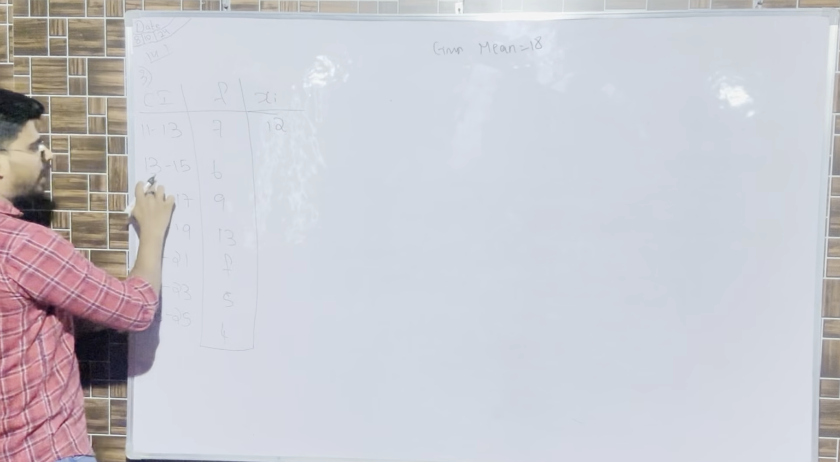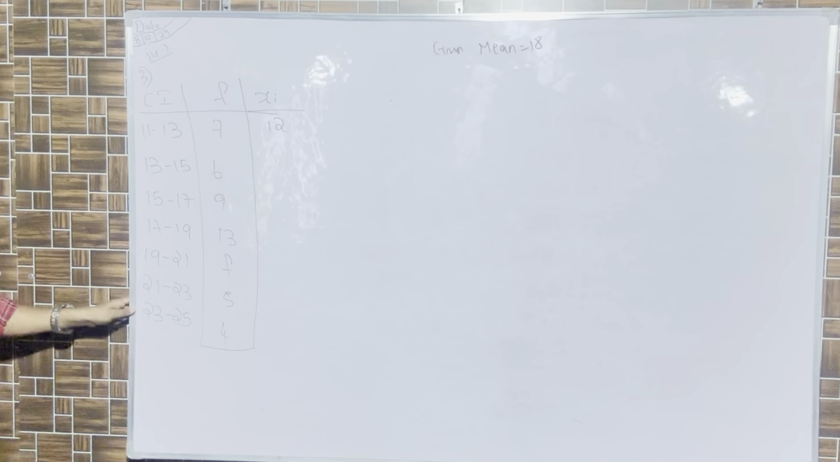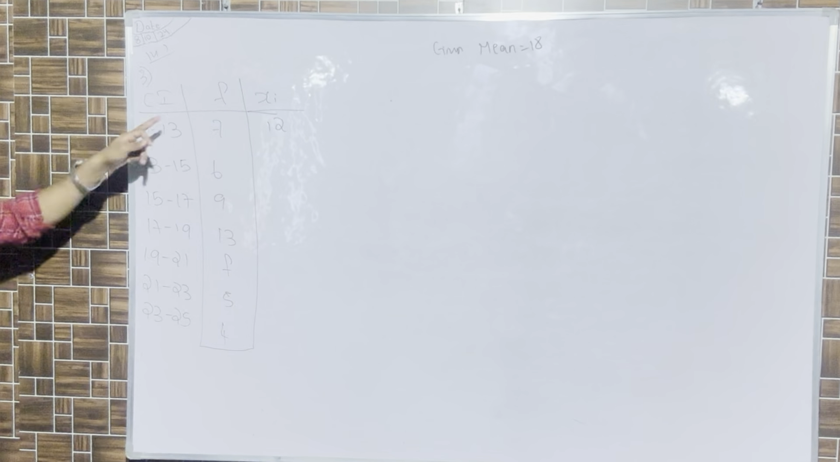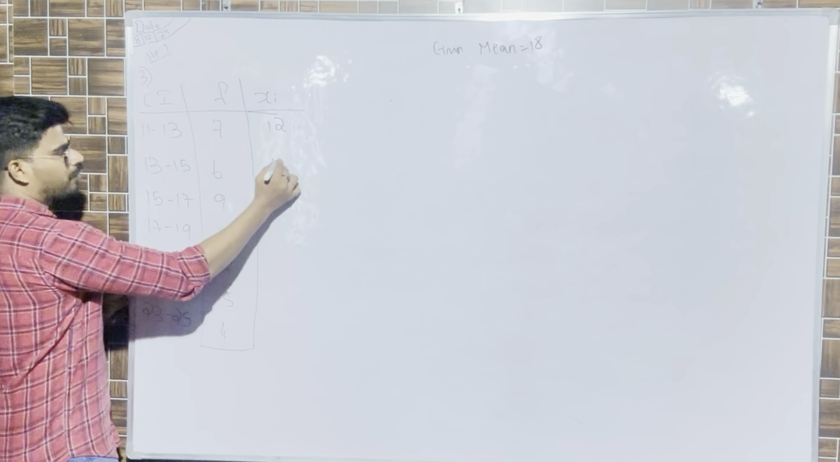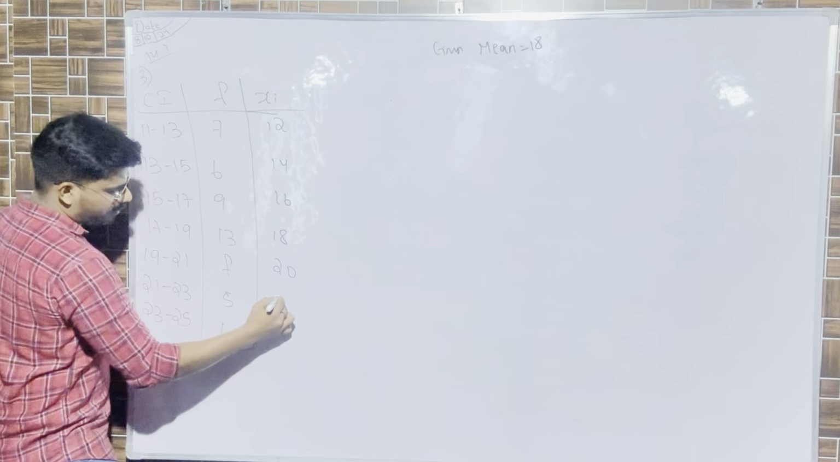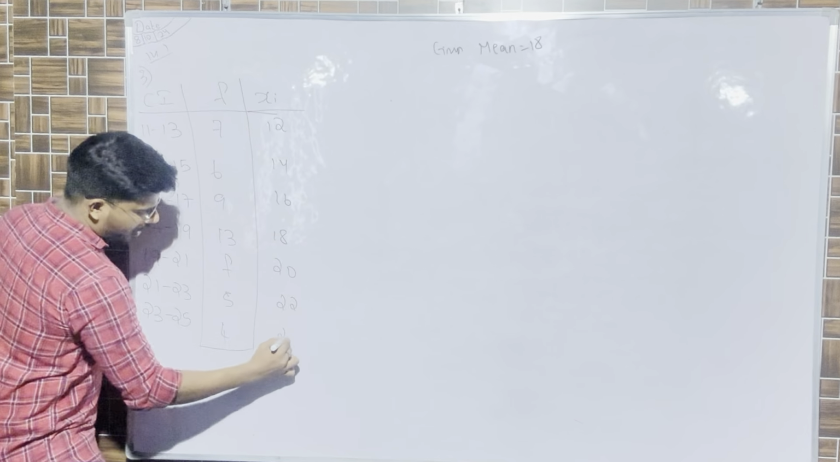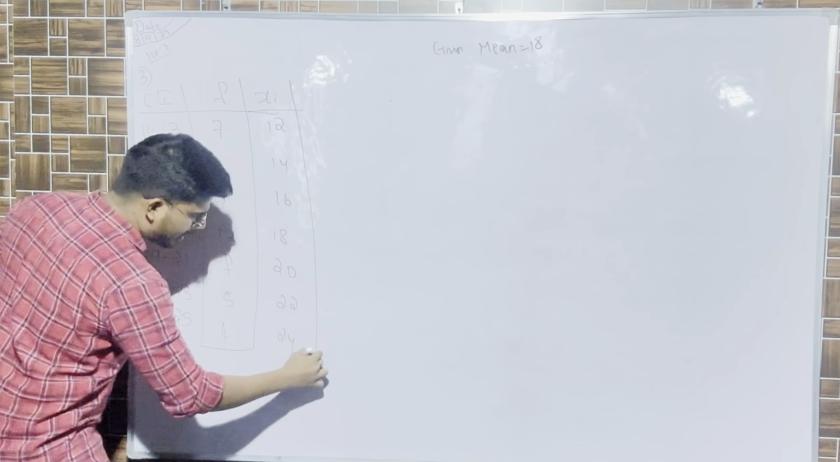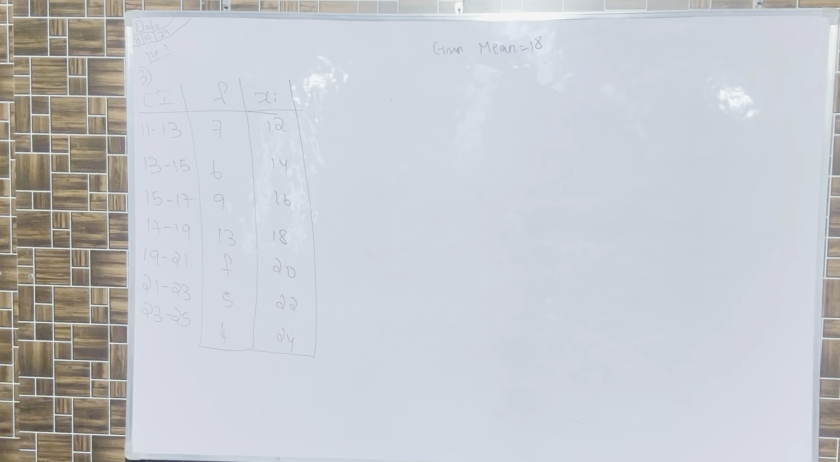This is 12. Now, what is the value of H? 13 minus 11 is 2. Add 2 to it: 14, 16, 18, 20, 22, 24. The mid value is completed. Next, what is the next value?